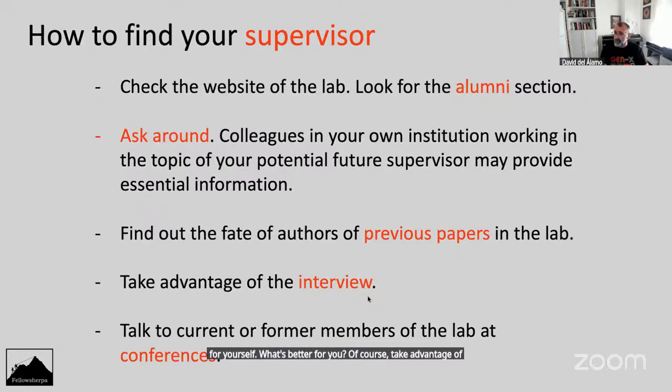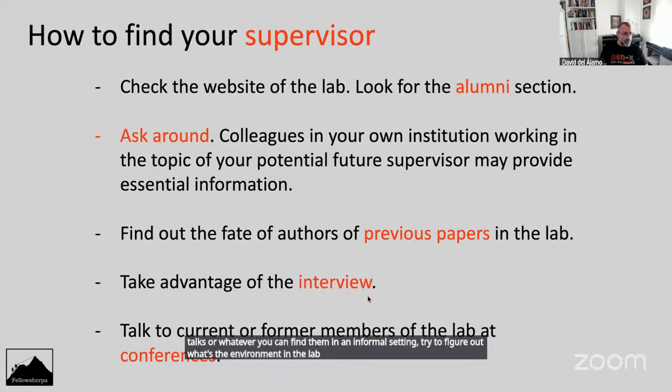Of course, take advantage of the interview. If you're invited for an interview to different labs, you should go to these labs and talk to the people there, and figure out what's the environment in the lab, what kind of atmosphere you can identify, and see if that's a good fit for you. And of course, talk to current and former members of the lab at conferences or talks or whatever you can find them in an informal setting. Try to figure out what's the environment in the lab.